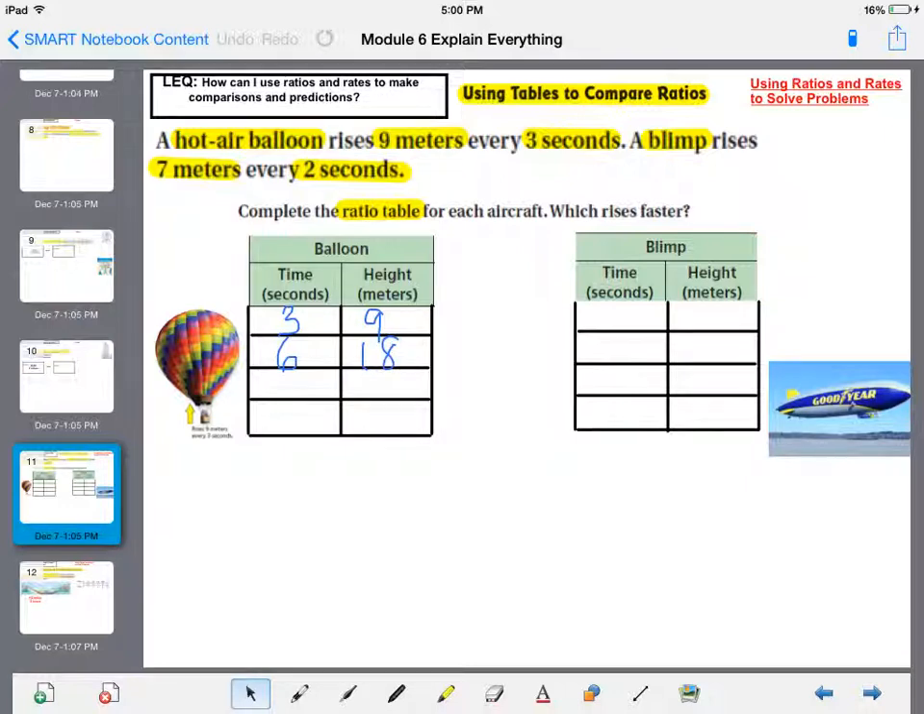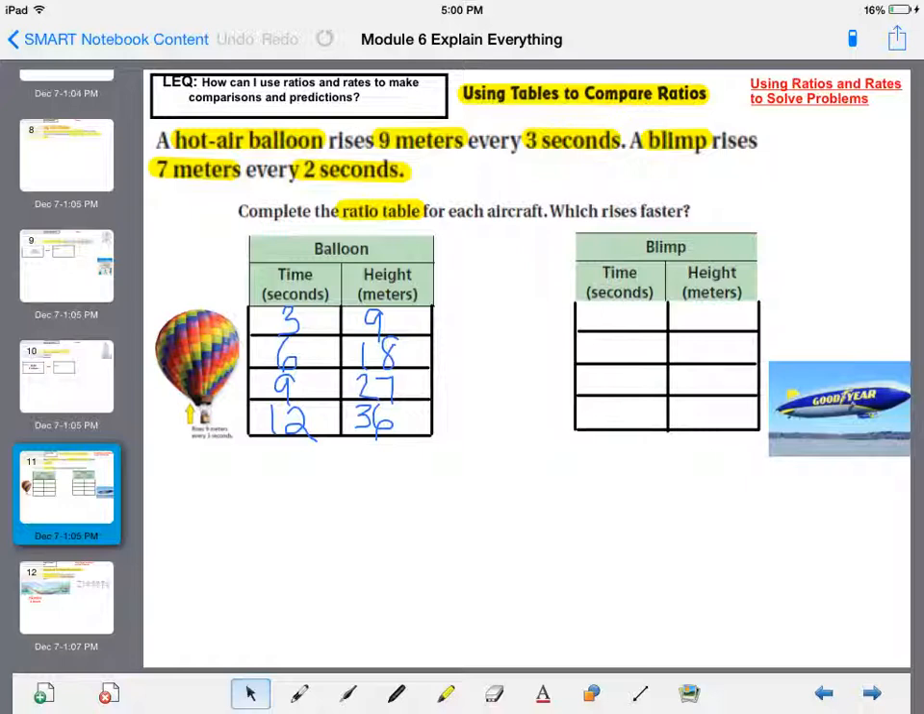Again, completing the table, if we're going another 3 seconds, that would be 9 seconds, and another 9 meters would be 27. Lastly, we have another 3 seconds, which would be 12, and another 9 meters, which would be 36.